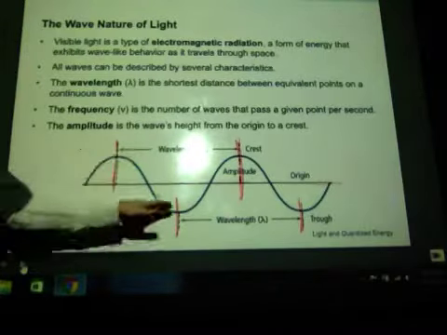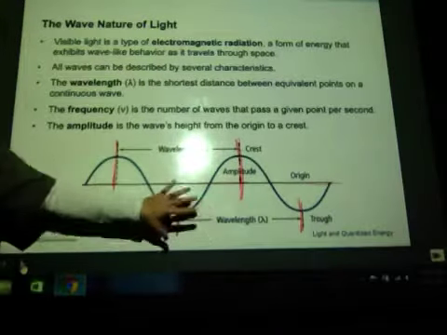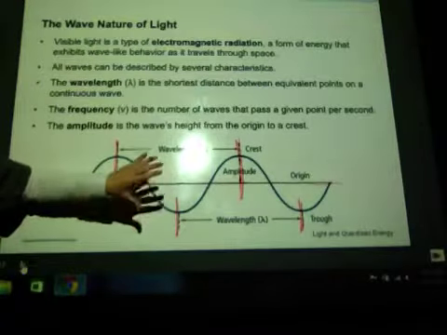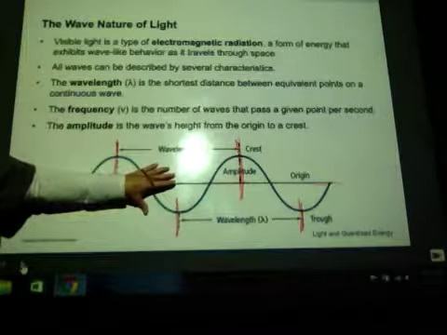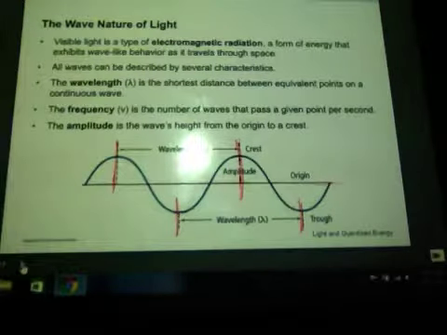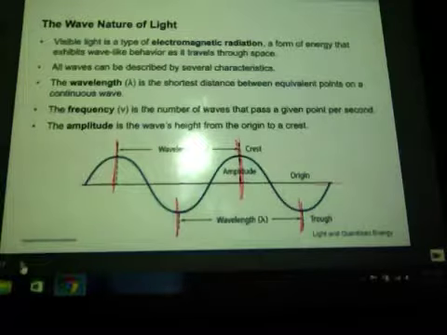There are all sorts of different kinds of waves. I can look at colors. I can look at X-rays. I can look at gamma rays. We talked about those last chapter. These characteristics will change a little bit with each one.